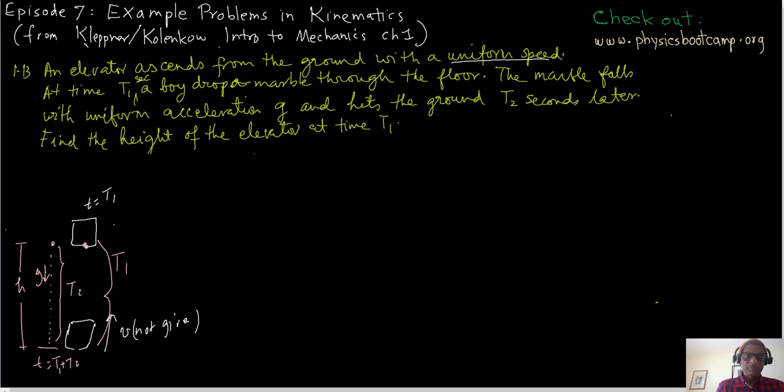Now if v was given, and clearly v is equal to h over t1, that would solve it: h equals v times t1, right? But v is not given.